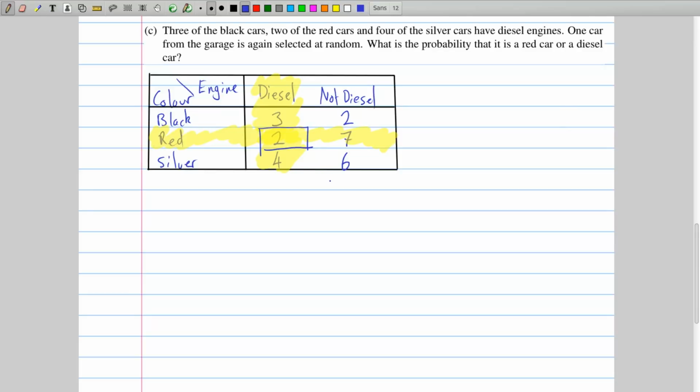But as I say, with this table, we don't need to worry about that. We can just say probability of picking red or diesel is just the total number here. So 3 plus 2 is 5, plus 4 makes 9, plus 7 makes 16, out of the total of 24, which we can then simplify down to 2 out of 3.